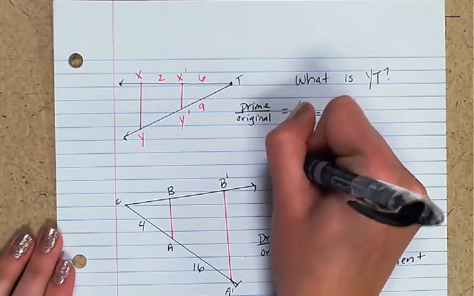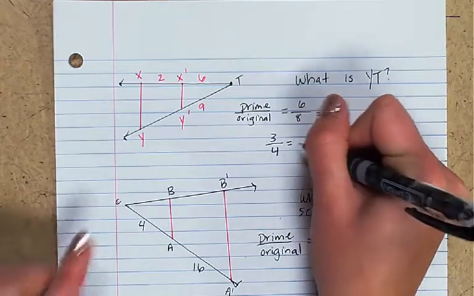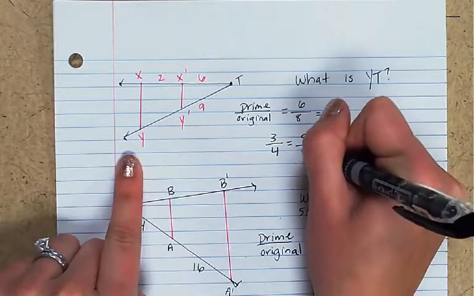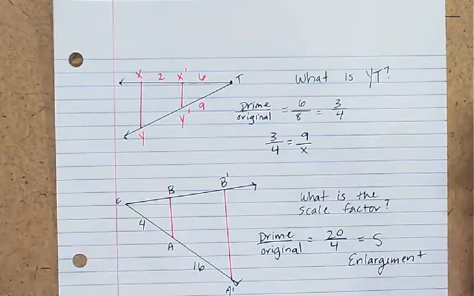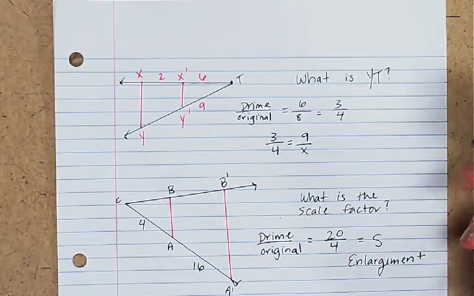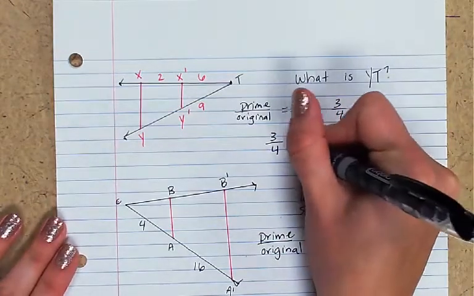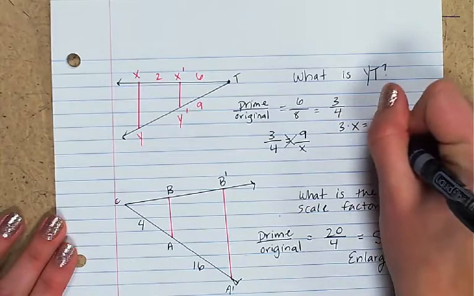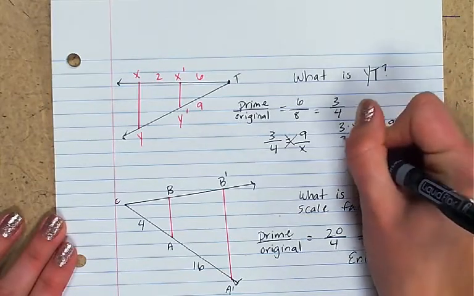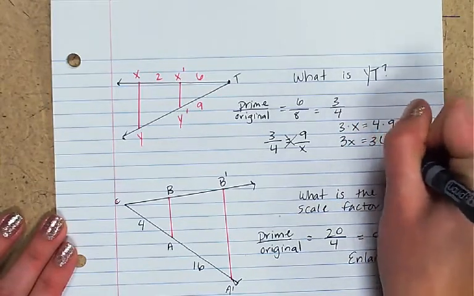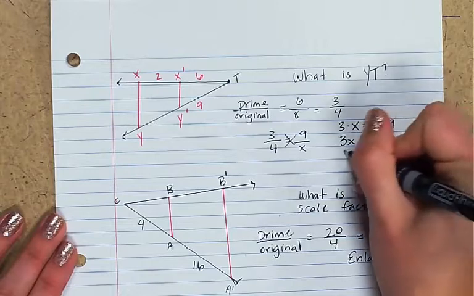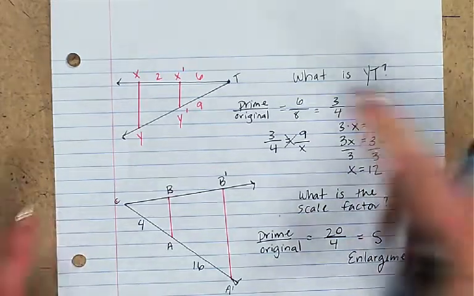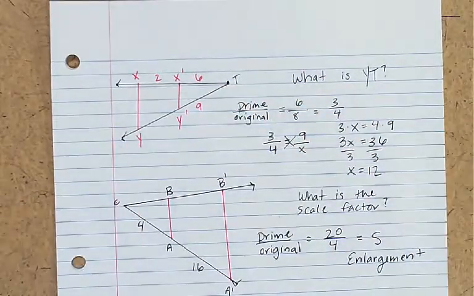Prime over original in scale factor will equal prime distance over original distance. I'll just put an X there for the lengths. If I cross multiply, 3 times X equals 4 times 9. Divide by 3. So that distance YT was 12.